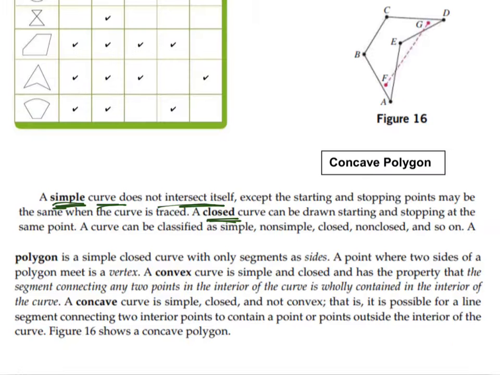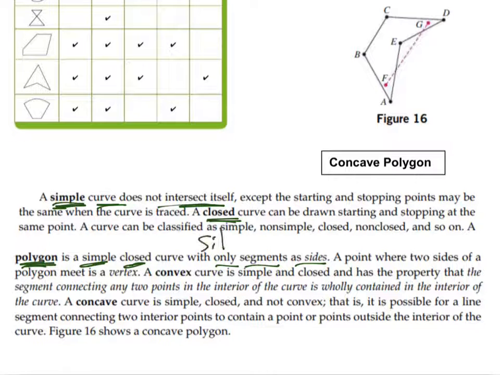Now, what is a polygon right here? A polygon is simple and closed, so it's got to meet those first two conditions. It's got to be simple, can't cross itself. It's got to be closed, can't be open, got to be closed. And only segments as sides. That's kind of a funny way to say that. Let me say it more clearly.